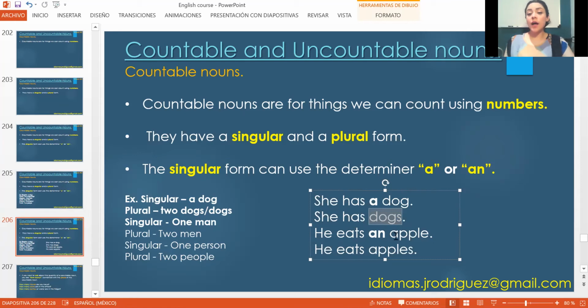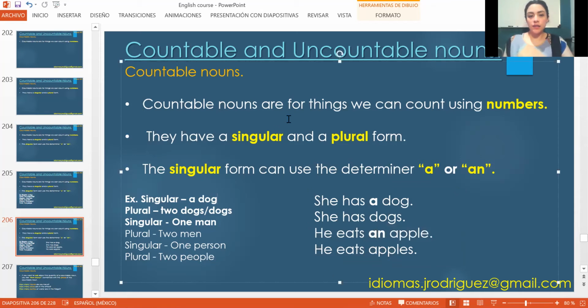He eats an apple. Una manzana. Él come una manzana. And the next, he eats apples. Apples. Él come manzanas. More than one. So I don't need to use a or an.